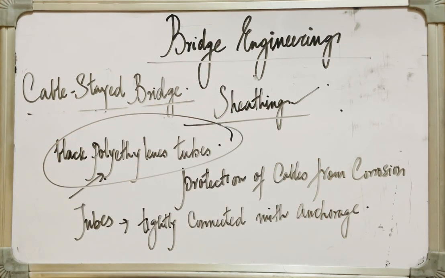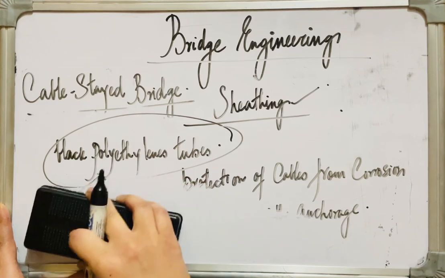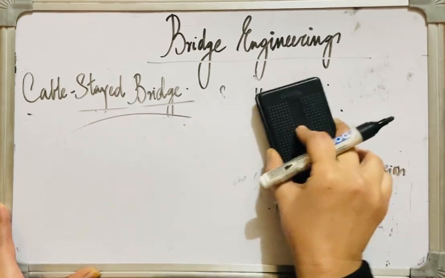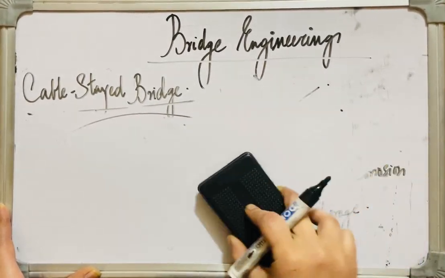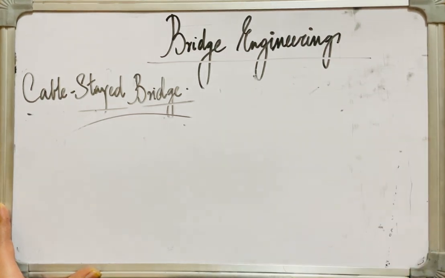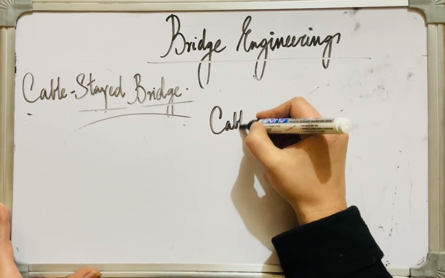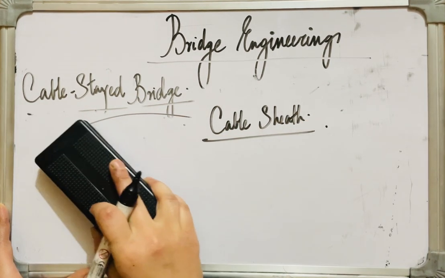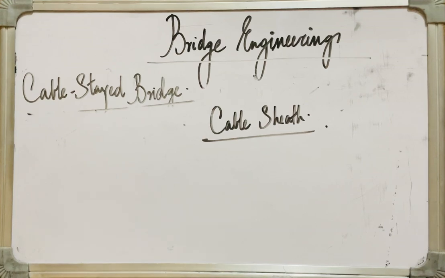We place these cables, these stay cables, in tubes which also remain tightly connected to the anchorages. That means on one end to the tower and on the other end to the bridge deck. And these tubes, as already discussed, are made of black polyethylene. That gives them essential protection from corrosion, and this forms a cable sheath. And I'll show you one diagram of this cable sheath over here.